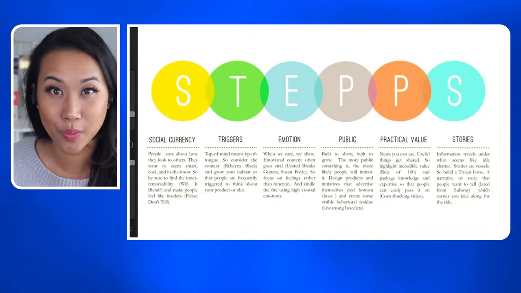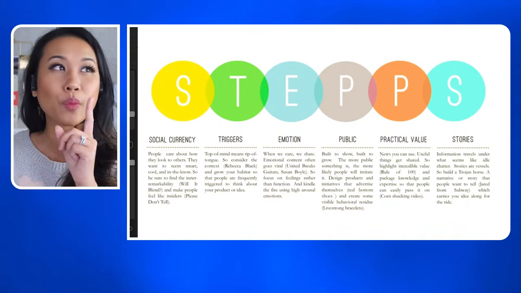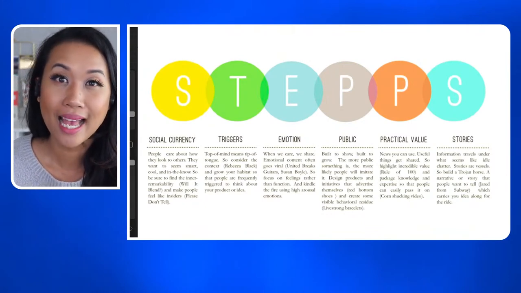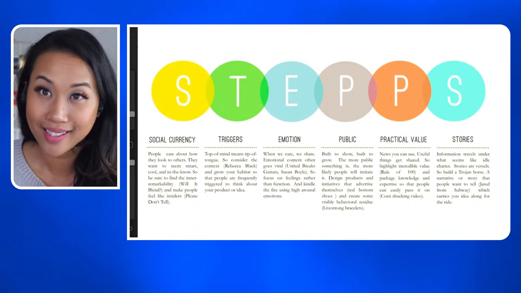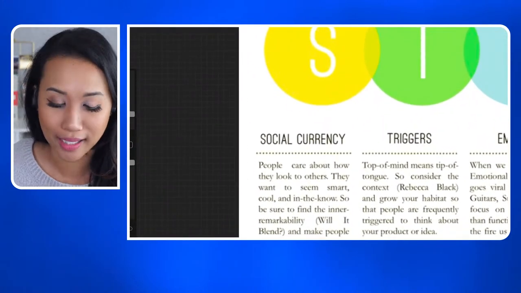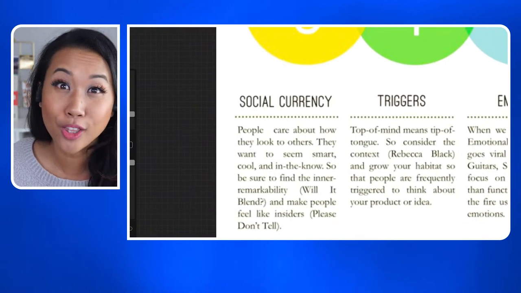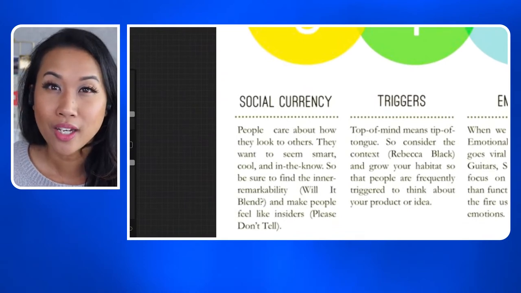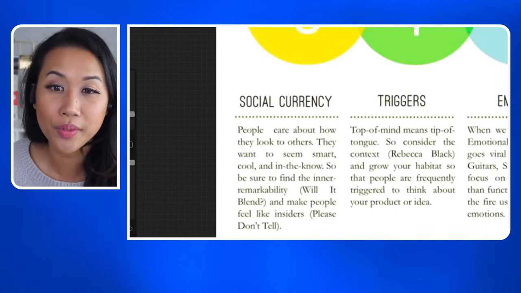And so we'll go through each one of them, okay? The first one is that when you're creating content, most people, when they share content, it has what's called social currency, right? So let me go ahead and zoom in on this for you a little bit. Social currency. People care about how they look to others. They want to seem smart. They want to seem like they're in the know, as if they're cool, all of those things, right?